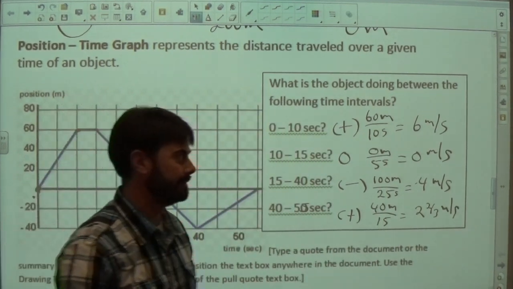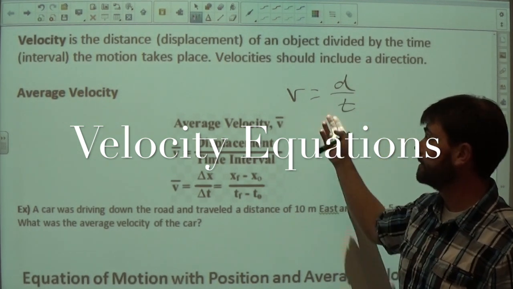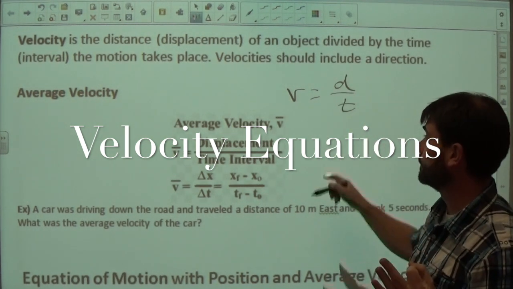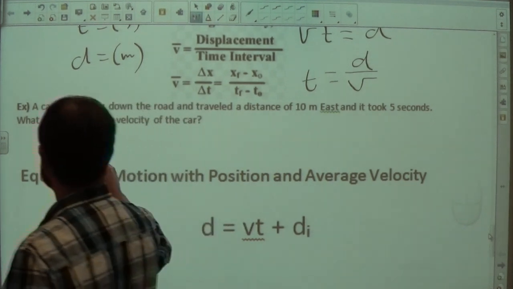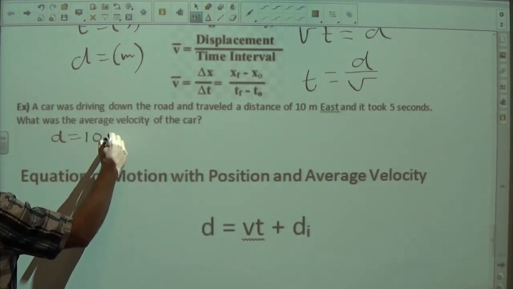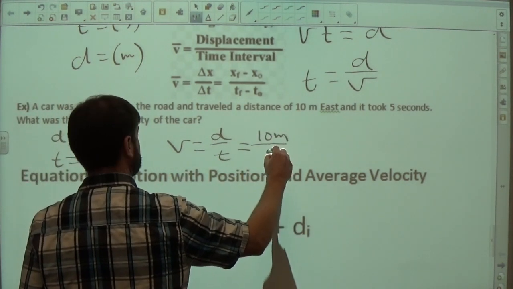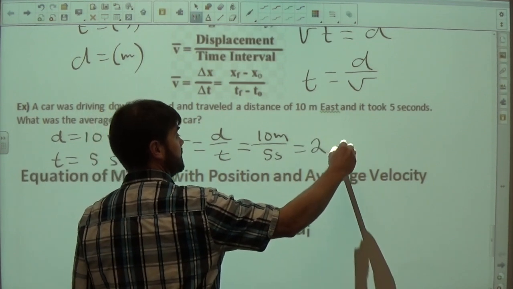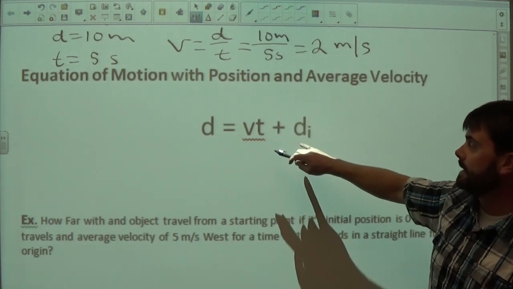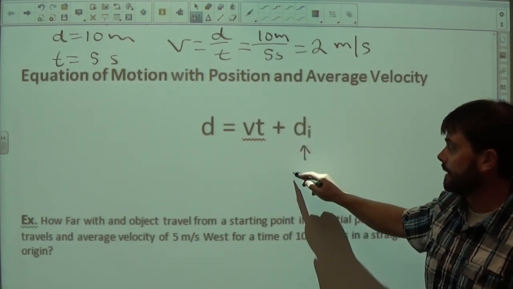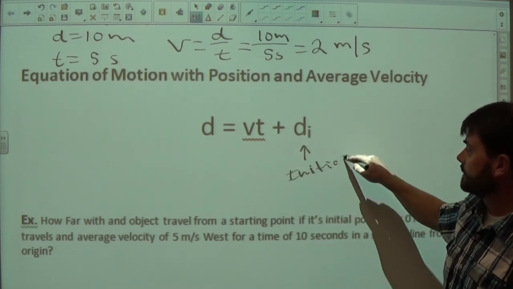Something like that. Okay? Velocity, the equation for, is distance over time. This can be rearranged 3 different ways if there's 3 variables. Quick example. Car was driving down the road. They travel a distance equal to 10 meters. So you're literally going to punch that in. 10 meters in 5 seconds gives me 2 meters per second. Just like I showed prior, this d of i is initial distance, or distance initial. So you can think of this as a start point.